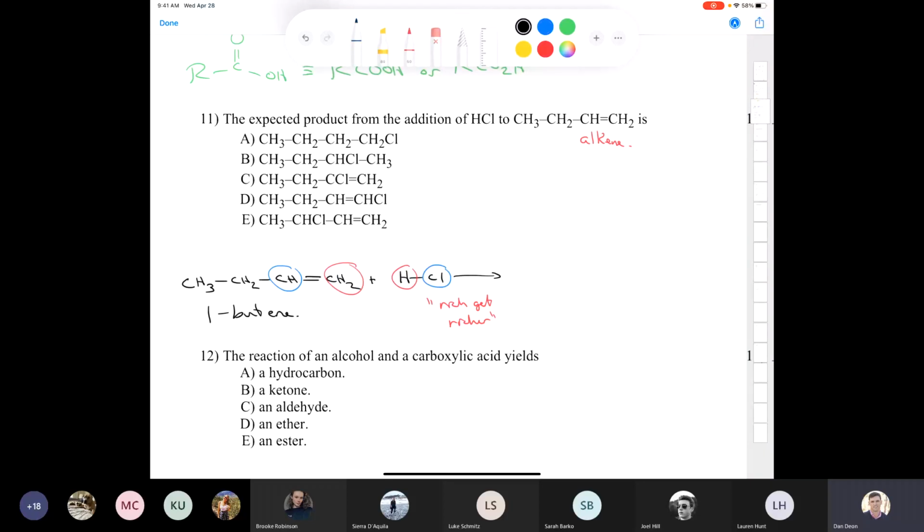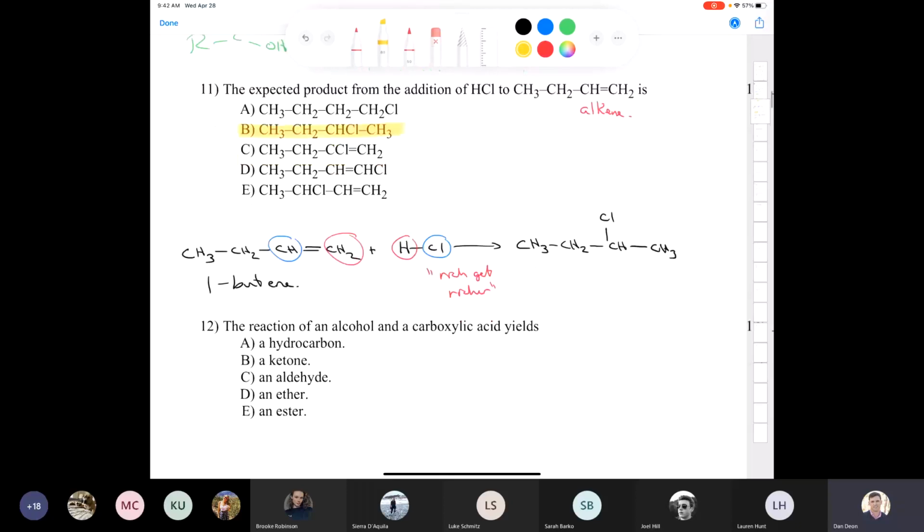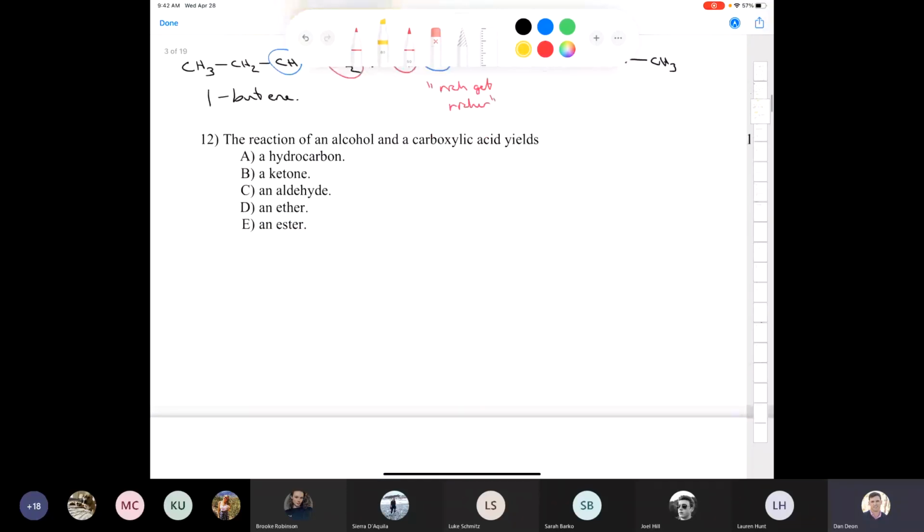So what am I going to get? Let's write it out. We're going to have a CH3 and a CH2, a CH with a chlorine attached to it, and then a CH3. If I want to name that molecule, it would be 2-chlorobutane. But then if I look at the possible answers, 2-chlorobutane is shown here in B. 2-chlorobutane. There we go. The reaction of an alcohol and a carboxylic acid produces what?